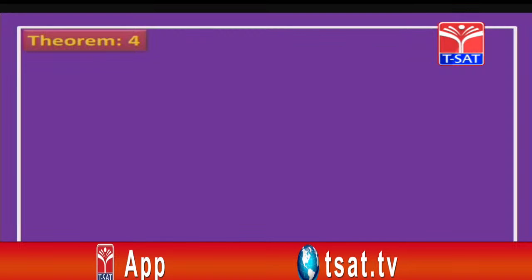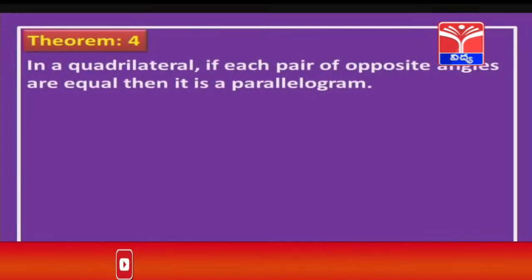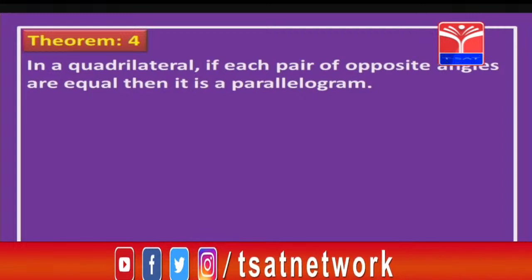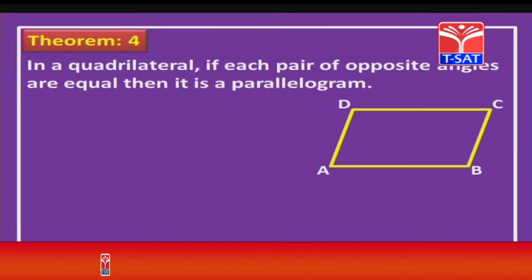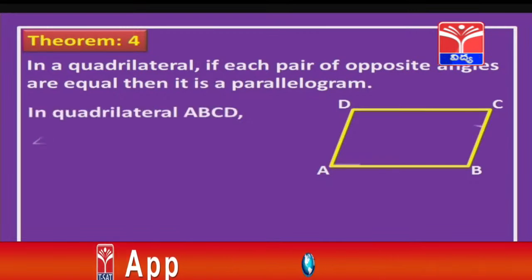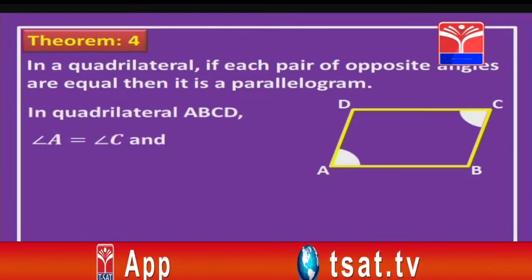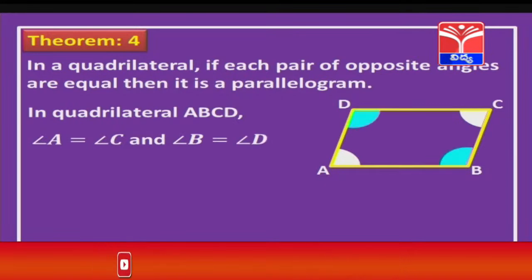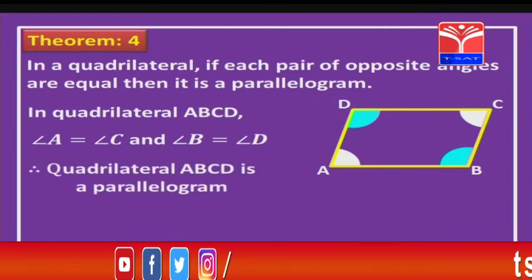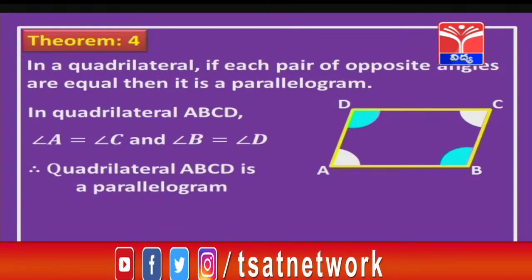So, let us move on to our next theorem, that is 4. In a quadrilateral, if each pair of opposite angles are equal, then it is a parallelogram. So, let us consider a quadrilateral ABCD. Now, in this opposite angles are equal, that means angle A and C are equal and angle B and D are also equal. Now, whenever you have such opposite pairs of angles equal in a quadrilateral, then that quadrilateral becomes a parallelogram. Okay, children.